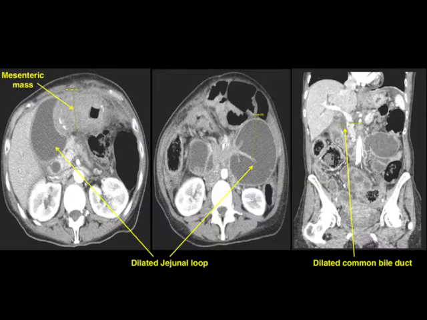A CT scan of the abdomen and pelvis with IV contrast was performed and showed a central mesenteric soft tissue mass that was previously diagnosed and biopsied about 1 year ago with evidence of metastatic adenocarcinoma. But now the mass has interval increased in size, encasing the superior mesenteric artery branches, occluding the superior mesenteric vein, and causing an obstruction with significant dilation of the duodenum, proximal jejunum, and the common bile duct.